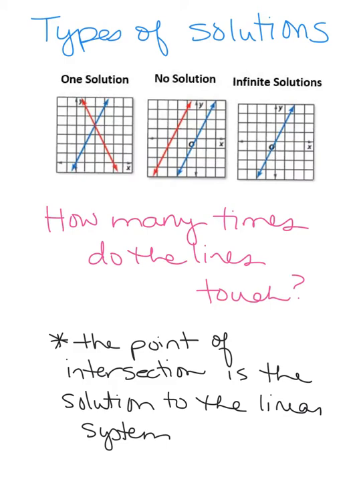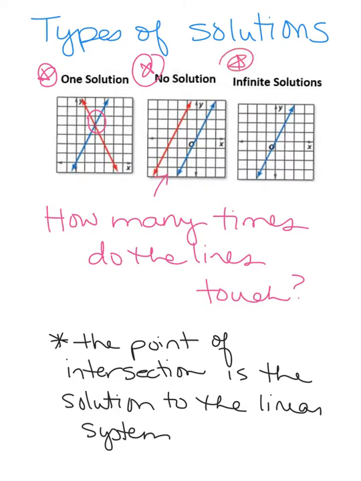We have three different types of solutions. Our first one is just one solution, meaning they intersect just at one spot. The second type is no solution, meaning they never intersect. If you look at these parallel lines, they have the same slope, so they will never intersect. So parallel lines have no solution.